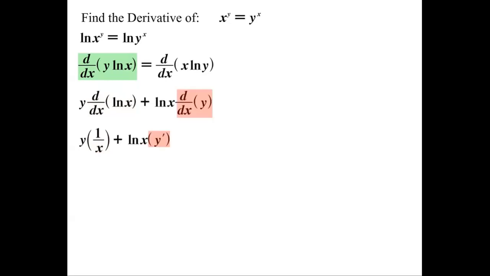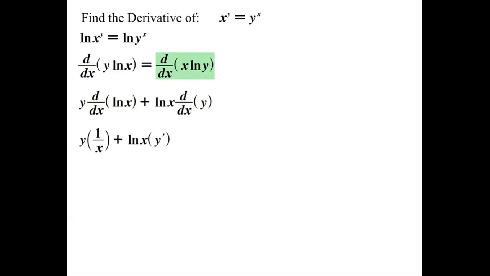Now we take the derivative of both sides. The derivative in the left-hand side requires the application of the product rule. The derivative is going to be equal to y times the derivative of the natural log of x, which is equal to 1 over x, plus the natural log of x times the derivative of y, which is equal to y prime. And the right-hand side also requires the application of the product rule.